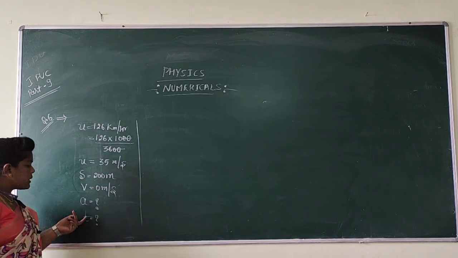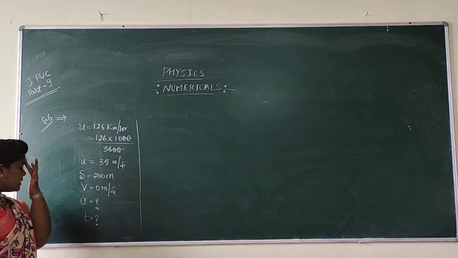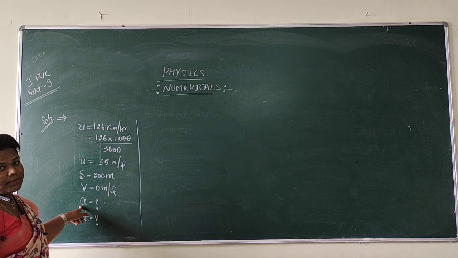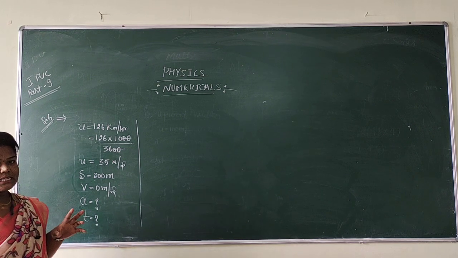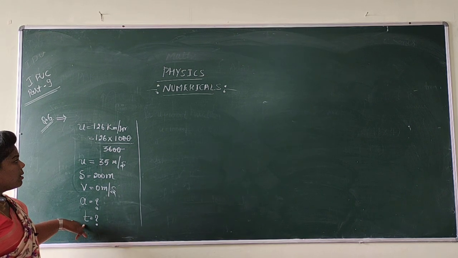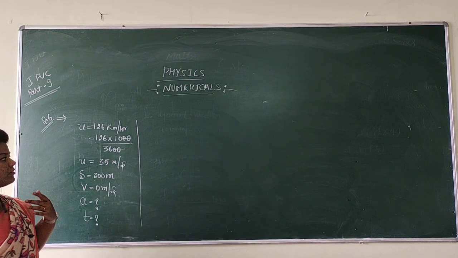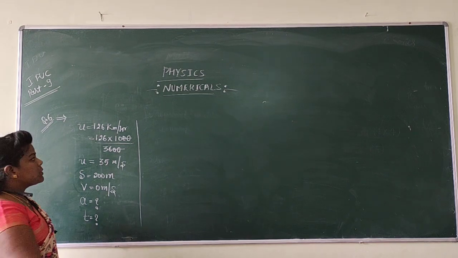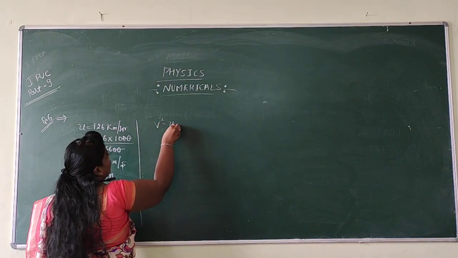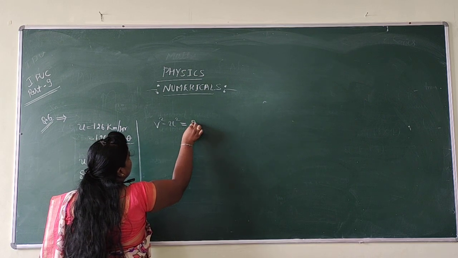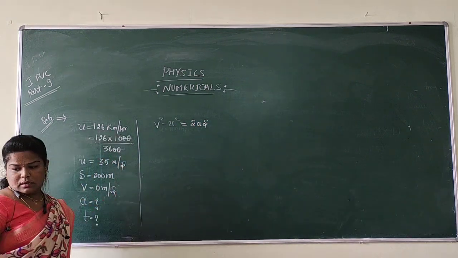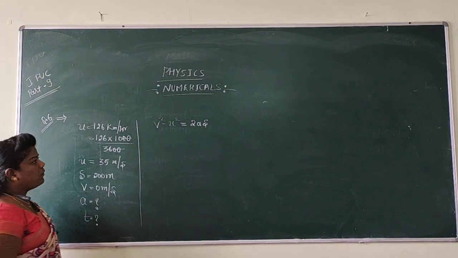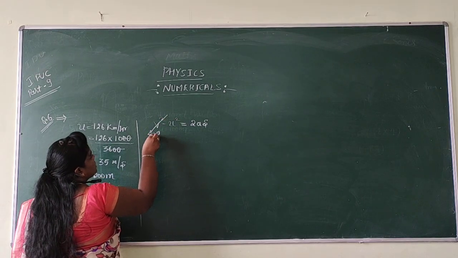Which formula is feasible to calculate acceleration and time? First let us move to the calculation of acceleration. The acceleration can be easily calculated using only one formula which does not have time. Because we have three equations of motion, and only one formula is there without time. That is v square minus u square is equal to 2as. Here v is 0, so this term becomes equal to 0.